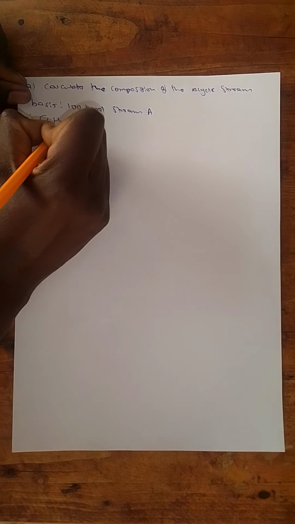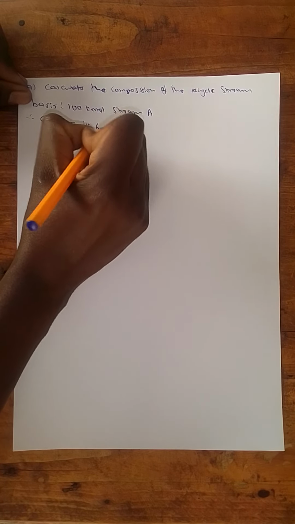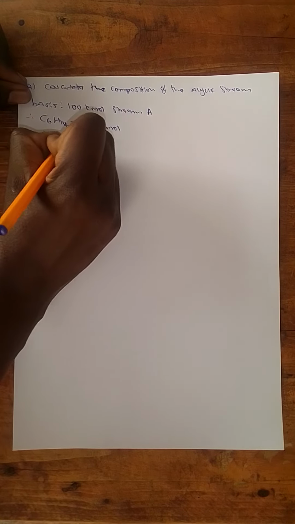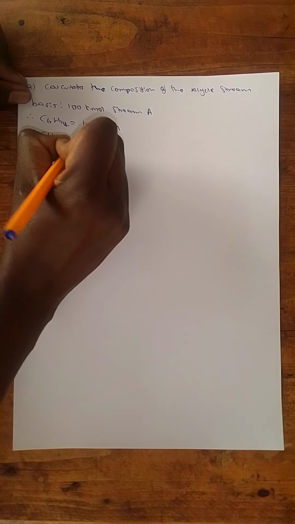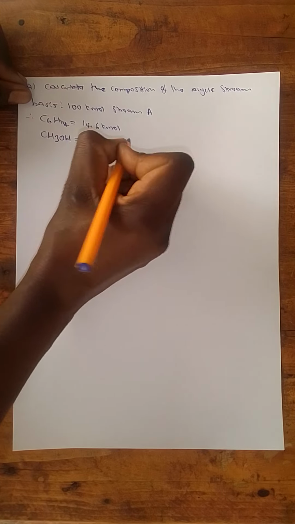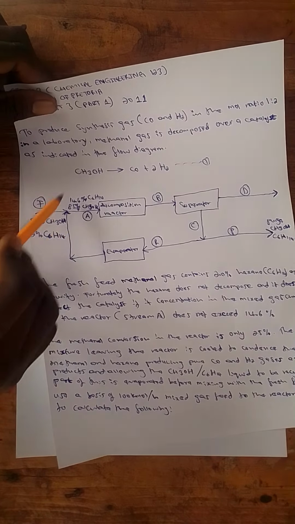So we can just say, therefore, C6H14 is equal to 14.6 kilomole, and CH3OH is equal to 85.4 kilomole. Now, with that said, we know the molecular composition of stream A. Now, if we have that, we can now go to our step 1. Let me just write here step 1.